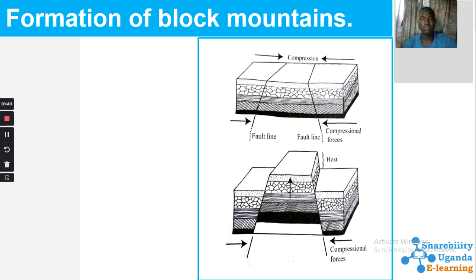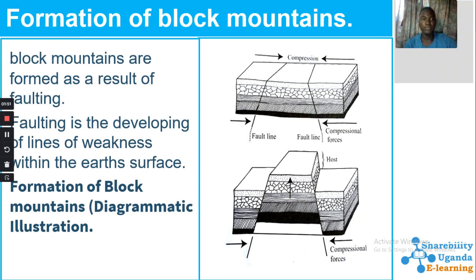So formation of a block mountain: block mountains are formed as a result of faulting, whereby faulting is the development of lines of weakness within the earth's surface. Formation of a block mountain, diagrammatic illustration. So we tend to find that up there we have the fault lines, and then these fault lines were subjected to a compression force which pressed the blocks together.